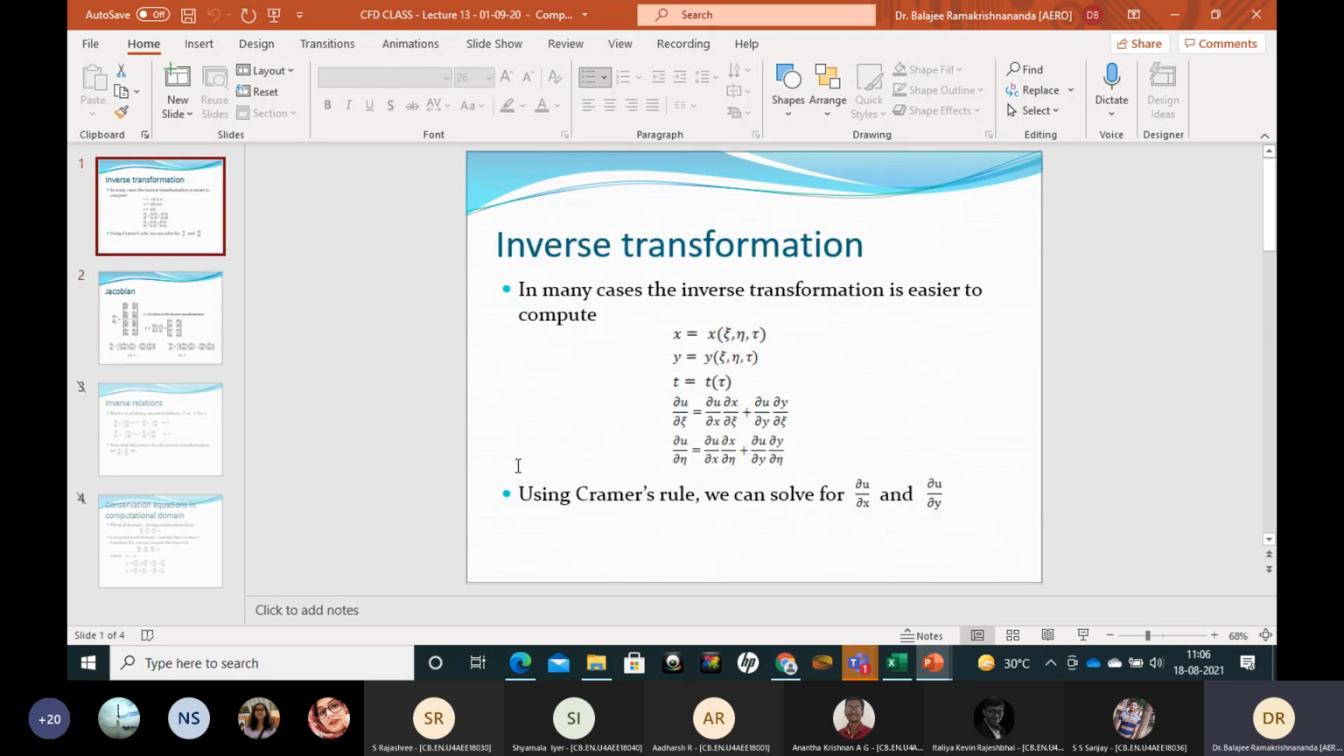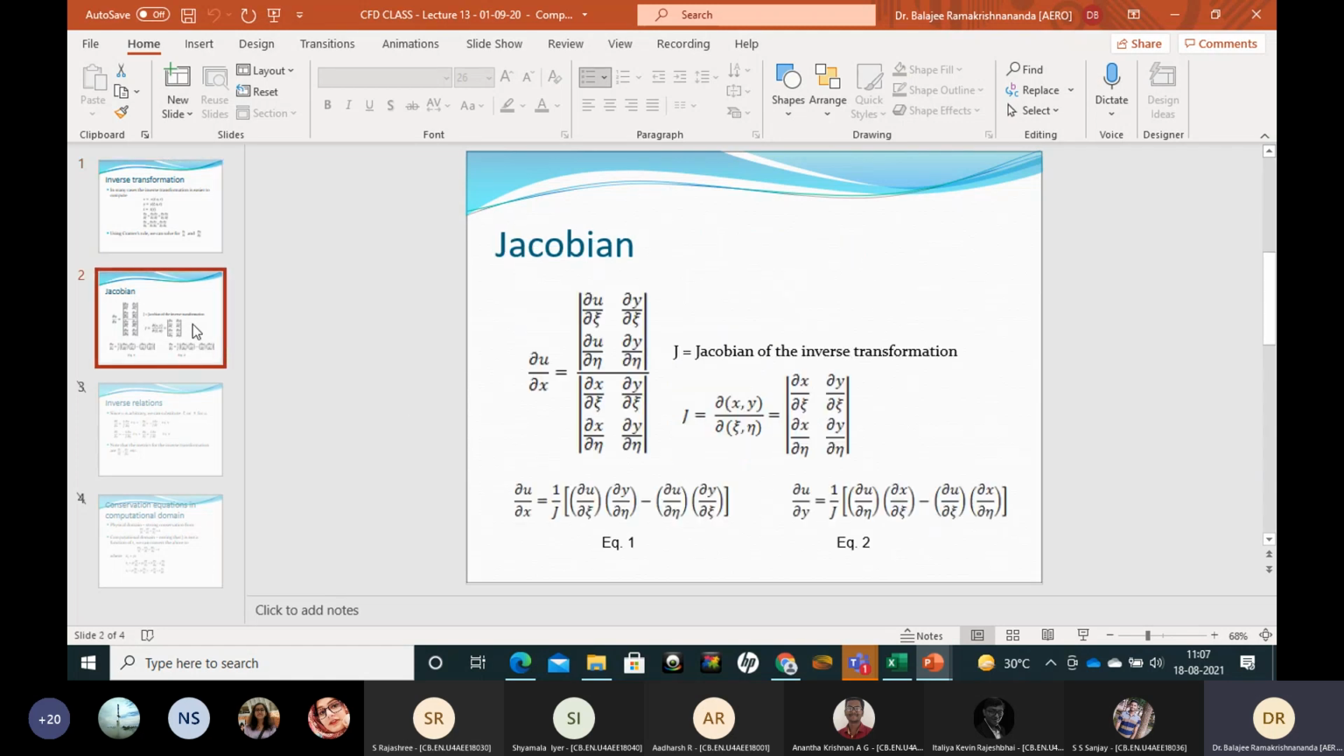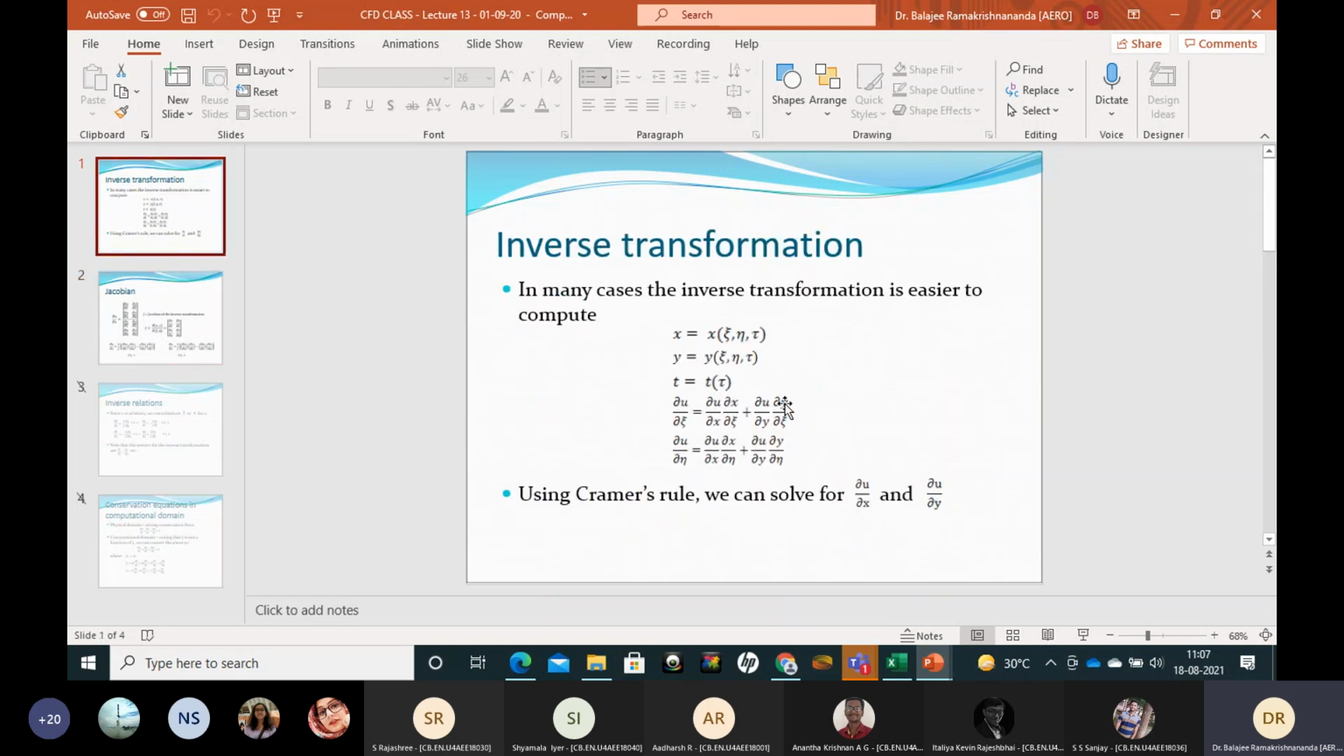Anyway, here you have this equation. The left hand side is ∂u/∂ξ and ∂u/∂η. On the right hand side, you consider the unknowns as ∂u/∂x and ∂u/∂y. ∂u/∂x and ∂u/∂y are unknown. Take them out, and the rest of the terms you put in a matrix: ∂x/∂ξ, ∂y/∂ξ, ∂x/∂η, ∂y/∂η. So we have that matrix.